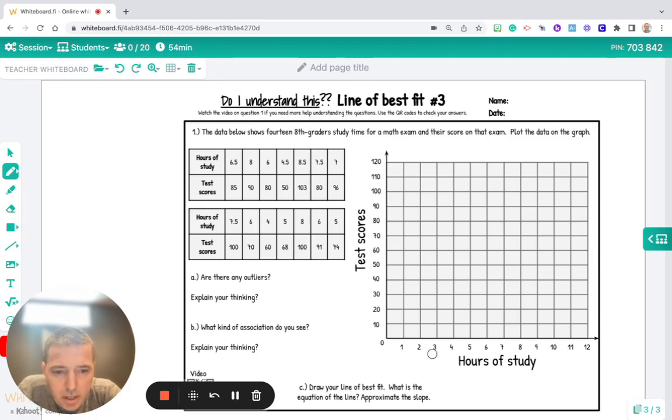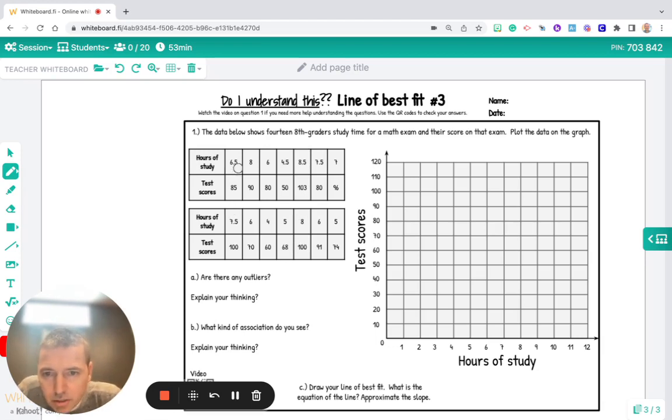So it looks like we've got hours of study on the x-axis, how long they studied, anywhere from 0 to 12 hours, and then their test score. I'm guessing this is a percent from 0 to about 100, and obviously you could get a little bit over 100. So we have 14 students. We're going to plot these to see if we have any kind of relationship between these two variables, right?